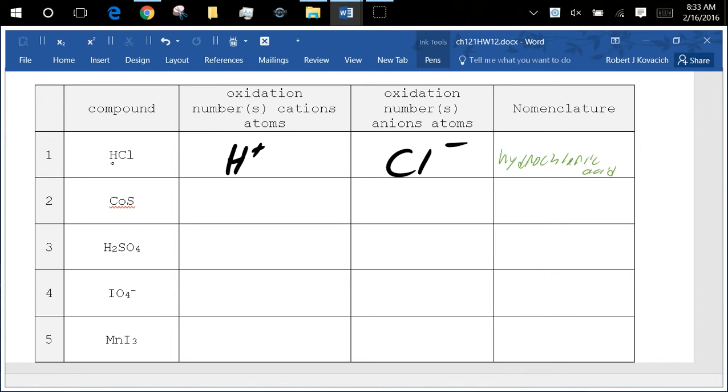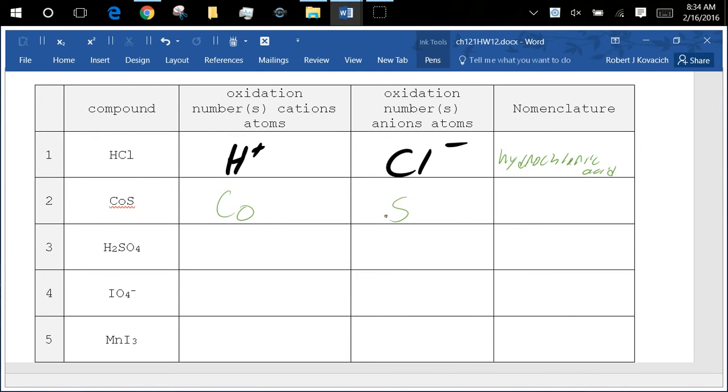Yeah. Cobalt's the cation. We don't have a set charge for the cobalt, but we know it has to be the cation. For what reason? Because it's a metal, and it can't be the anion. So then my sulfur is my anion, and I don't have a set number for sulfur, but since this is an ionic compound, this is just a salt.